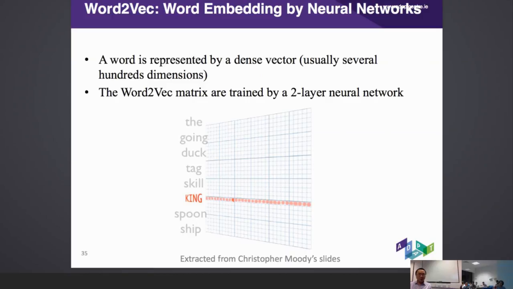The most popular technique for word embedding is word2vec. The idea of word embedding is we first define a matrix for word embedding. In this matrix, each row is a vector that represents a single word. You can see this example. Here we can see the word king. This row corresponds to a vector, and this vector is just the word embedding for the word king.